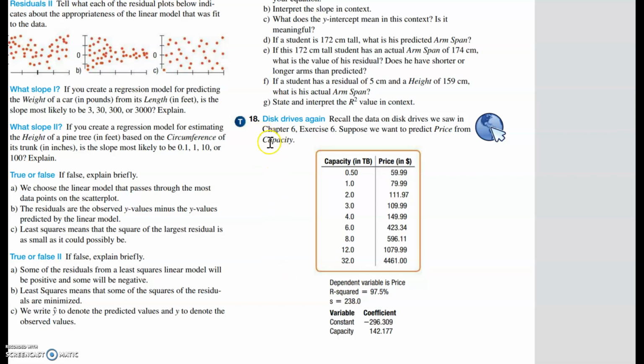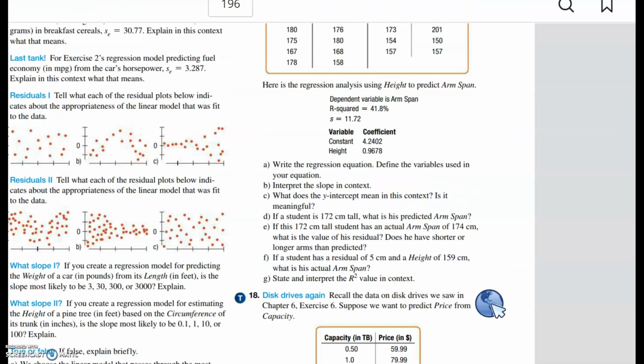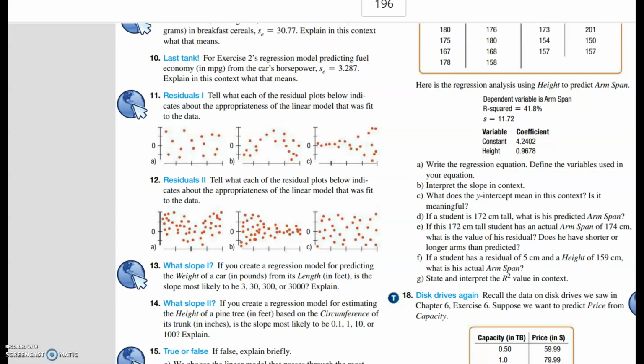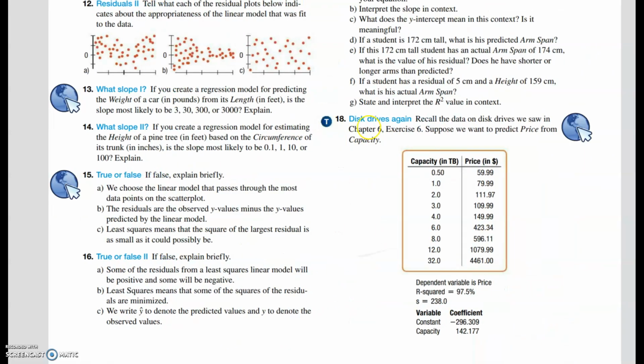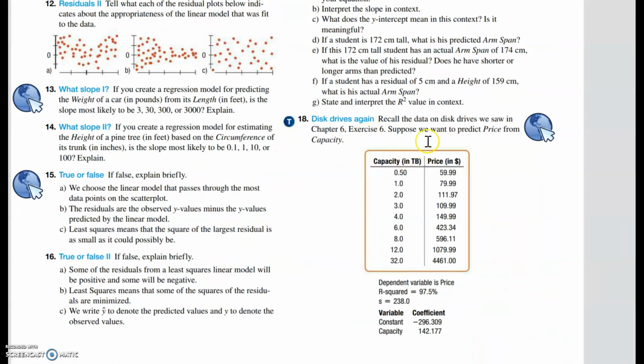Okay, this is question 18 from chapter 7 on page 196 of your textbook. It says we want to predict price from capacity. And so we have data on hard drives. We have the capacity in terabytes. That's the explanatory variable. Price is the response variable. And we know that because it says predict the price. And whatever you want to predict, that's your response variable.